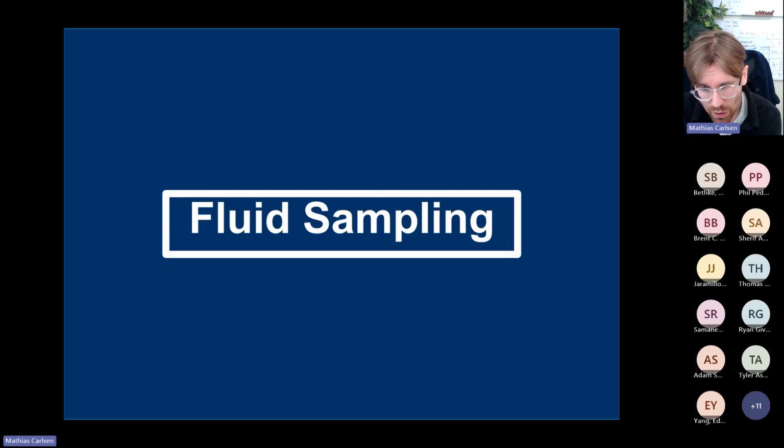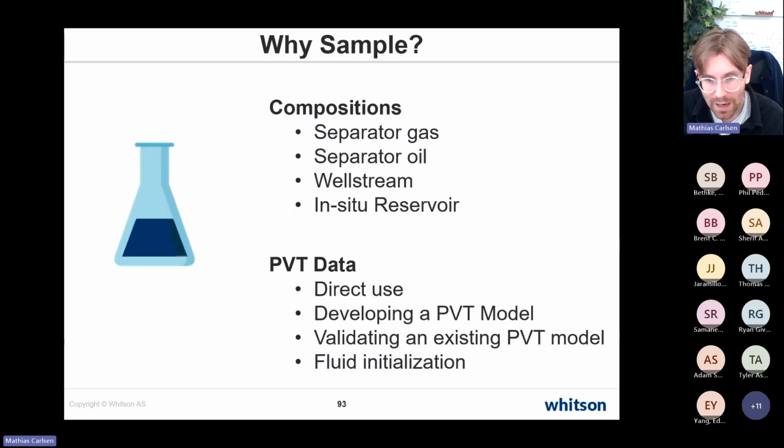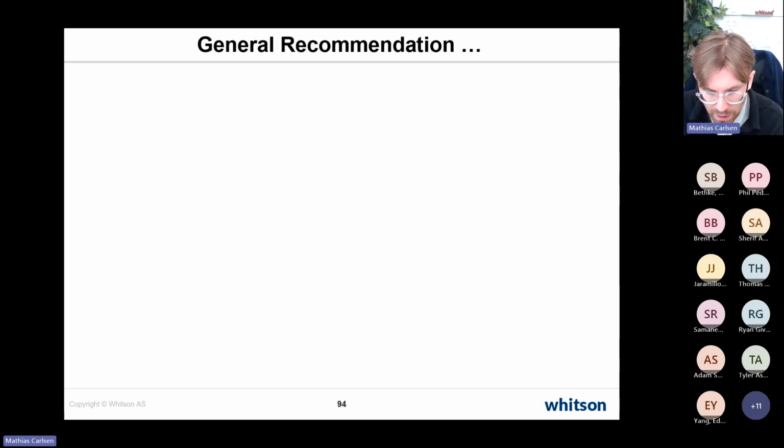In shale reservoirs, it is typically a separator sample. The reason in general why we sample is that we would like to have PVT data to develop a PVT model, an equation of state model, which we'll talk about in a second. If you wanted some very boilerplate general recommendations for sampling, call it the industry standard recommendations, they are on this slide. This is not for presentation, but more for reference.